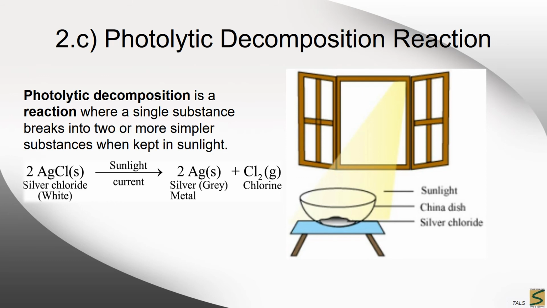Initially, silver chloride taken was white, but the final silver that was formed has become grey in color. A reaction in which a single reactant breaks down to form two or more simpler substances in the presence of sunlight is called photolytic decomposition reaction.